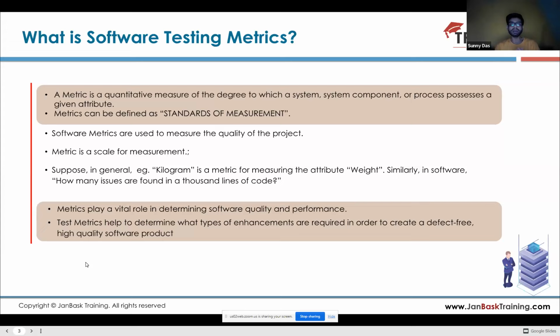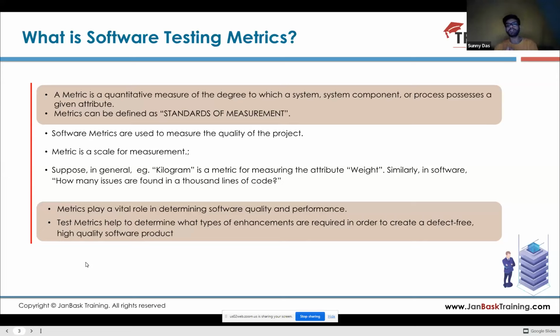The path coverage, the different types of loop coverage, all those things we discussed, so those come under metrics as well, but that is from the development point of view. From the testing side we have different metrics, and this provides you the overall measurement of the quality of the software, product or project. Okay, so test metrics help to determine what type of enhancements and improvements are required in order to create a defect-free or high-quality software product.